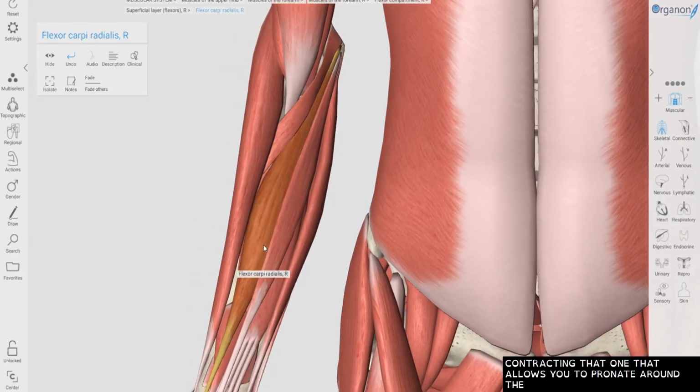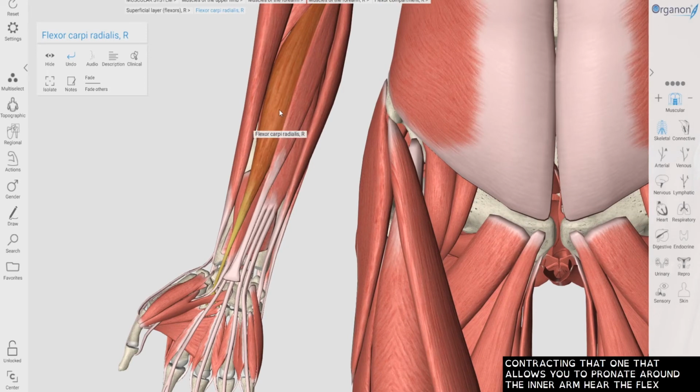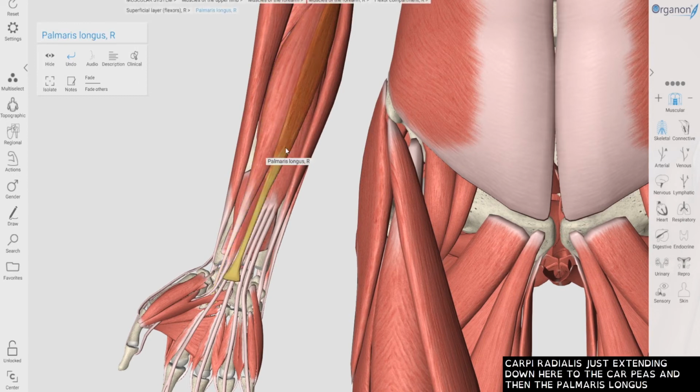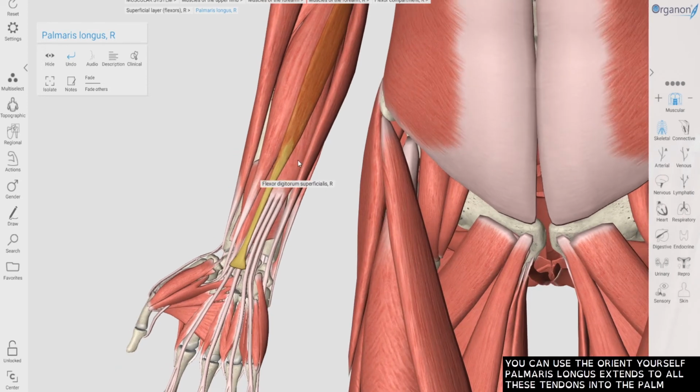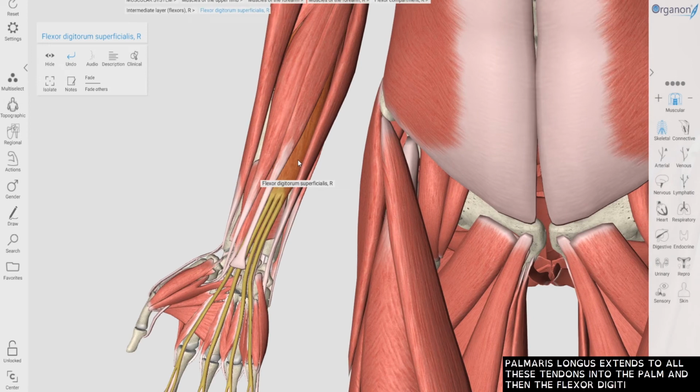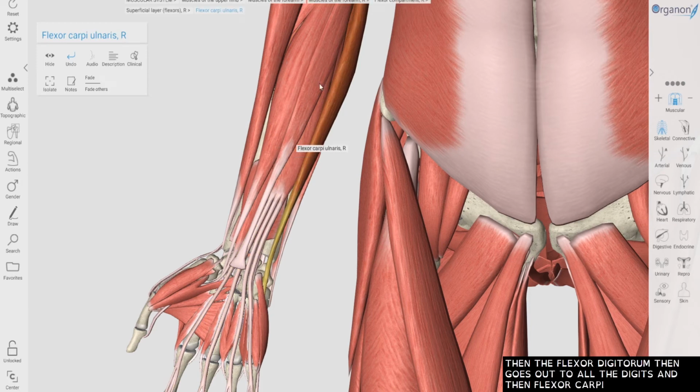Around the inner arm here, the flexor carpi radialis, just extending down here to the carpus. And then the palmaris longus is one you can use to orient yourself. Palmaris longus extends to all these tendons into the palm. And then the flexor digitorum then goes out to all the digits. And then flexor carpi ulnaris. So all these are flexors down here, if you notice. These are all flexing. And then the flexor carpi ulnaris runs along the ulna.